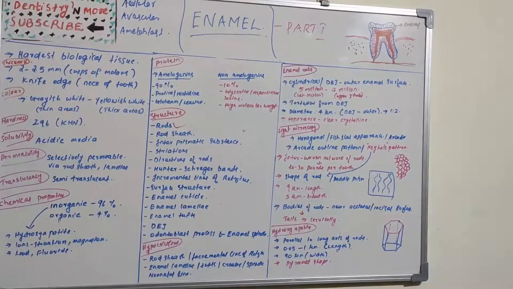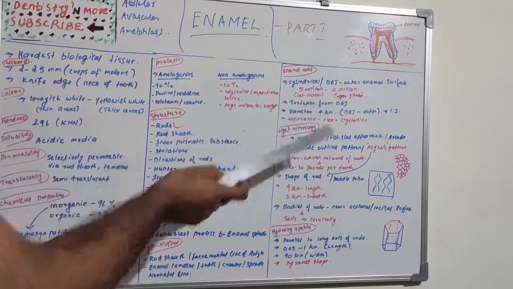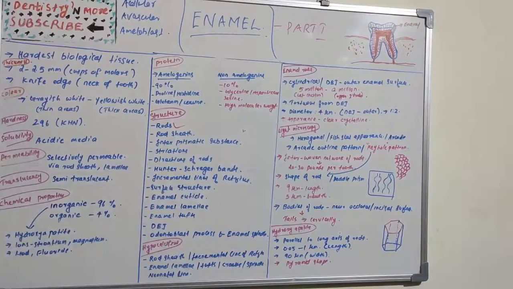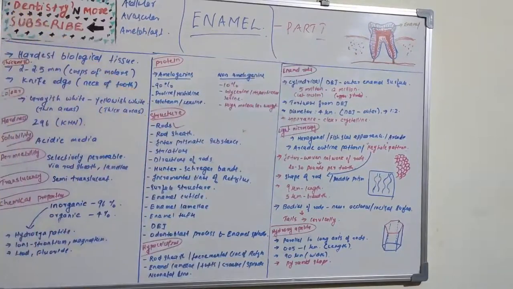So the number is around 5 million in the lower lateral incisor, and in the upper first molar it is around 12 million in number. That is enamel rods. And its course is tortuous. So it is tortuous, starting from DEJ to the outer surface. It is not going in a straight line. It has a tortuous course, from DEJ to the outer surface of enamel.